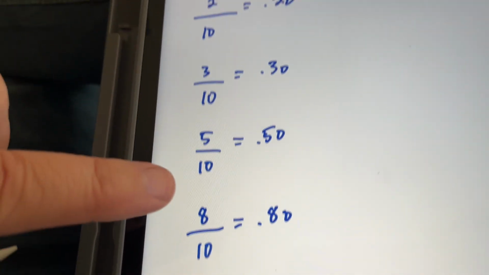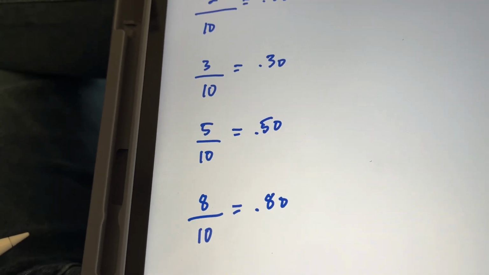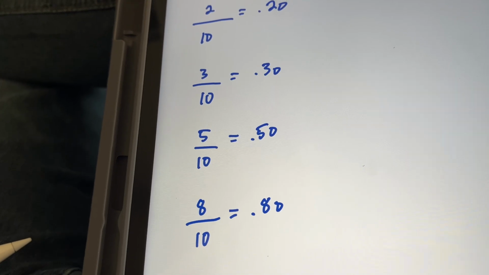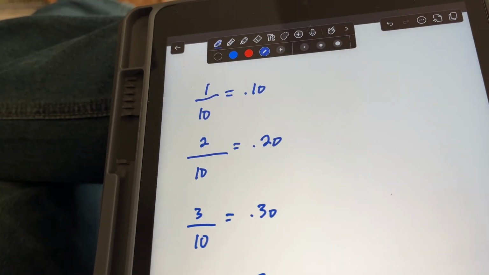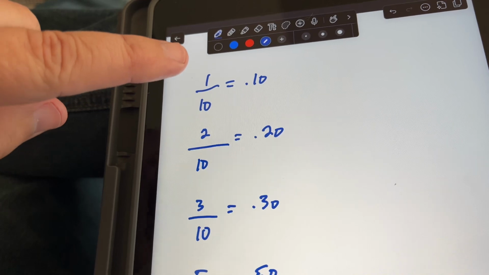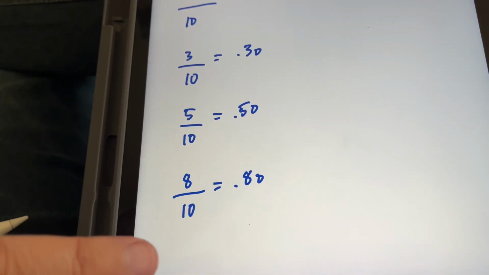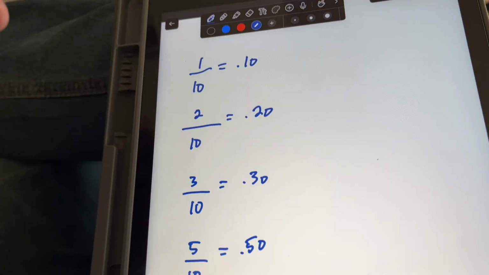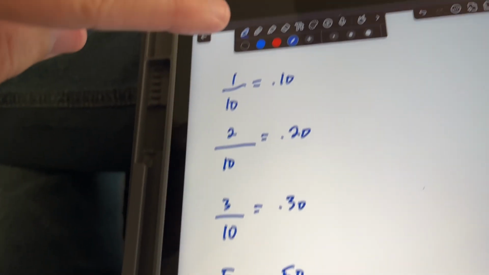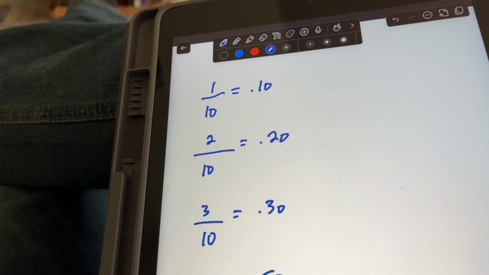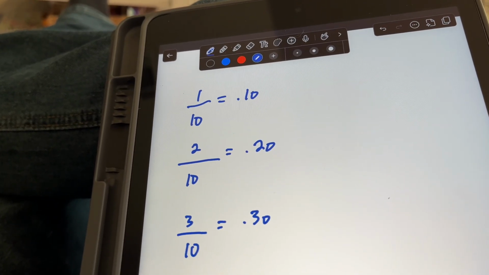I skipped a few in there. Of course, 0.9 is 9/10, and 10/10 would be 1. So 0/10 would be 0 up here. 0/10 is 0, and 10/10 would be 1. So from 0/10 to 10/10, those are all numbers from 0 to 1. So these are all fractions between 0 and 1.